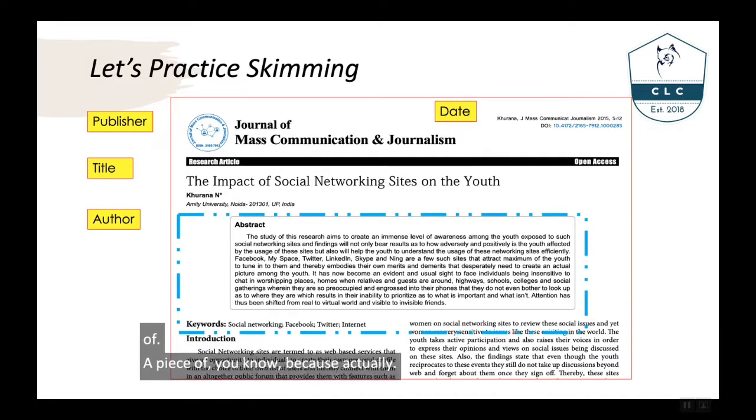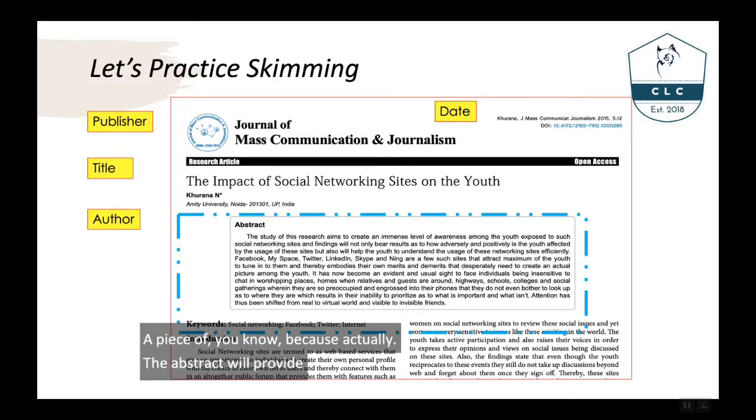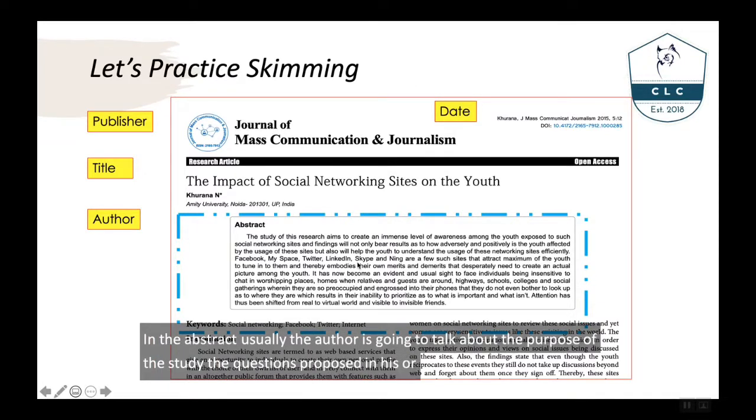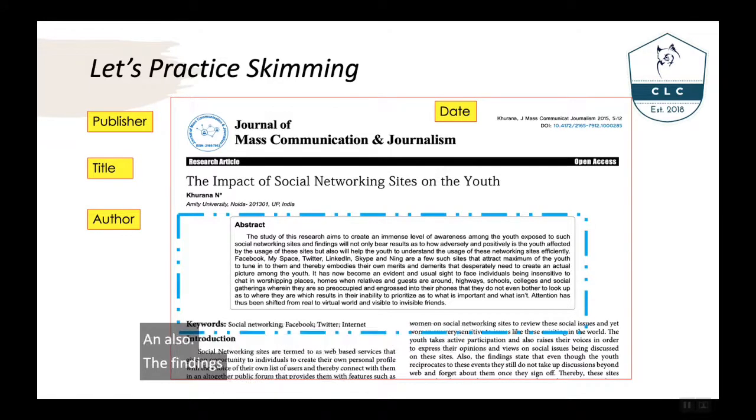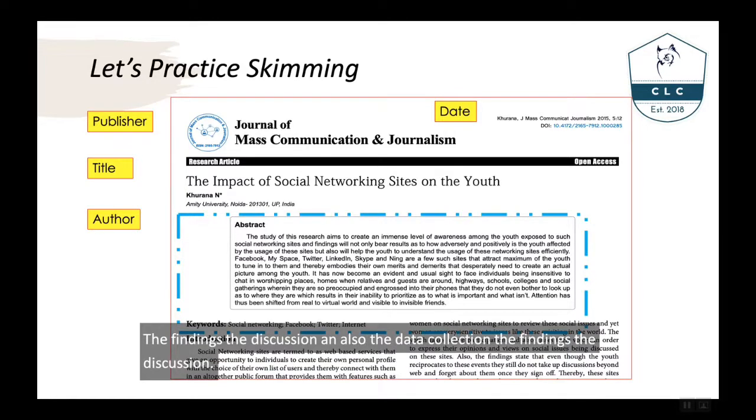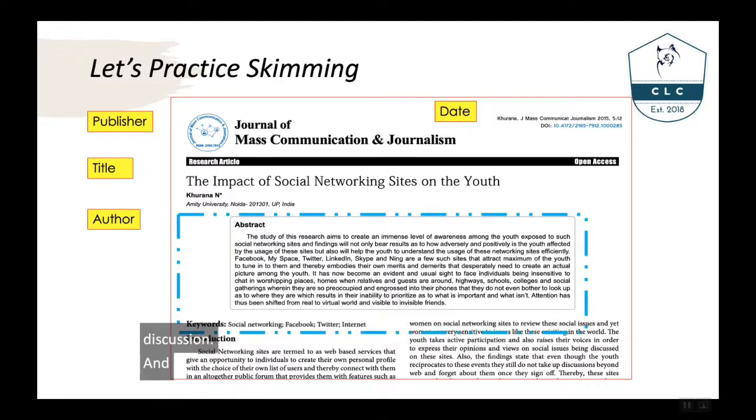The abstract will provide the big picture of anything that you will find in the article. So in the abstract, usually the author is going to talk about the purpose of the study, the questions proposed in his or her study, the methodology used in his or her research, and also the data collection, the findings, and the discussion. And sometimes, but not always, an author will also talk about the limitations in the study.